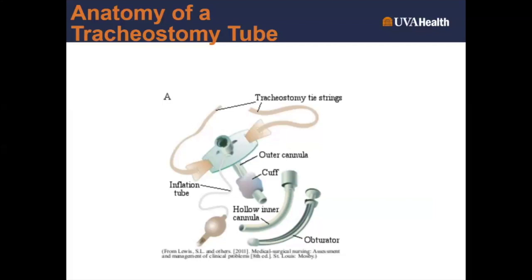There are also fenestrated trachs, and what that means is there's a hole in both the inner and the outer cannula, and those are used for people who just cannot be weaned, and allows air to kind of move back and forth.